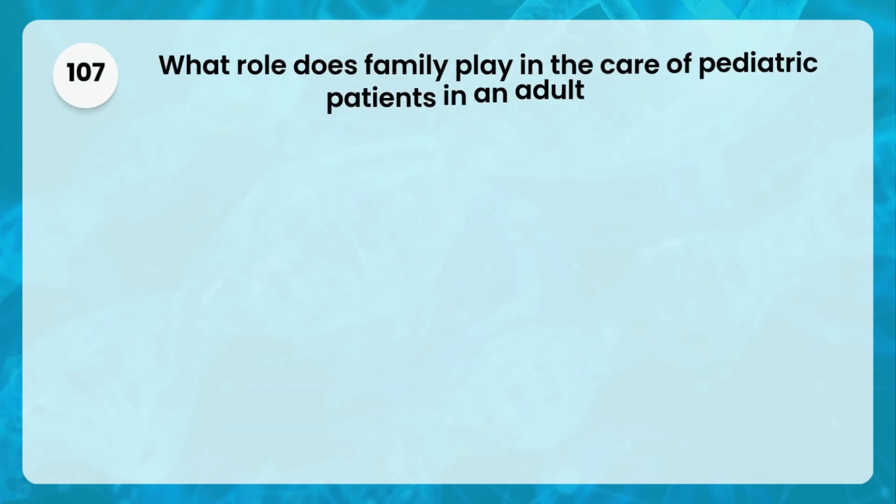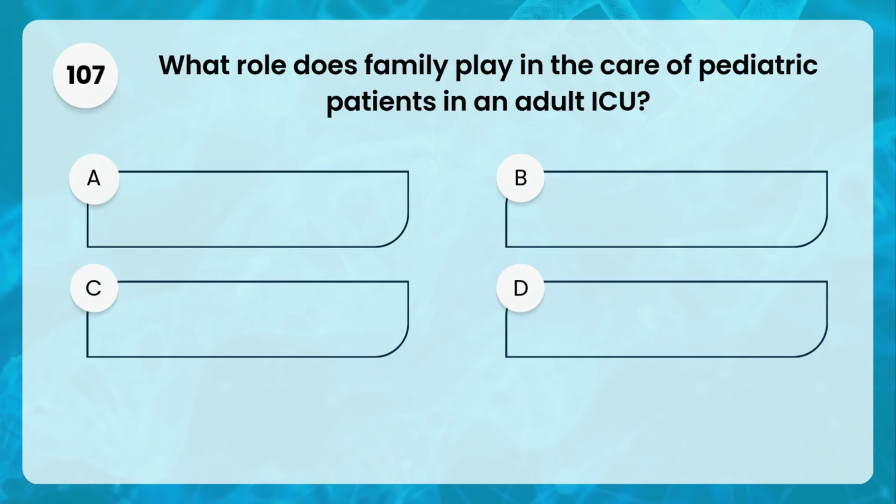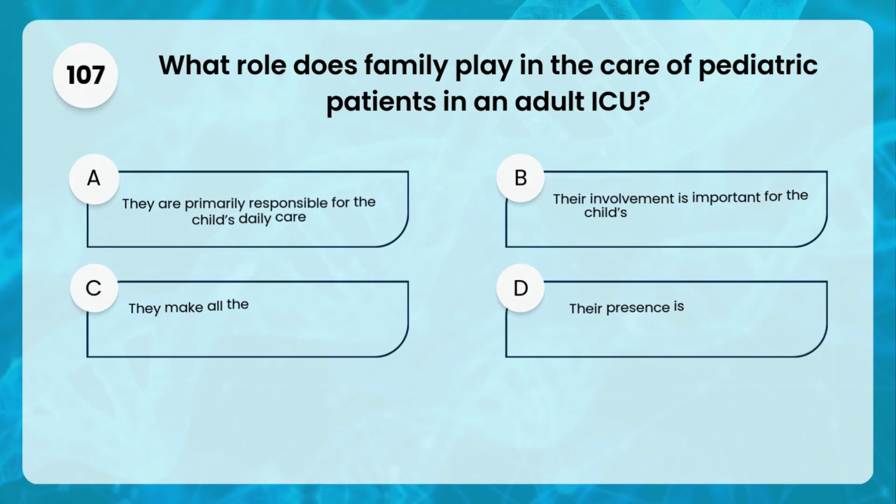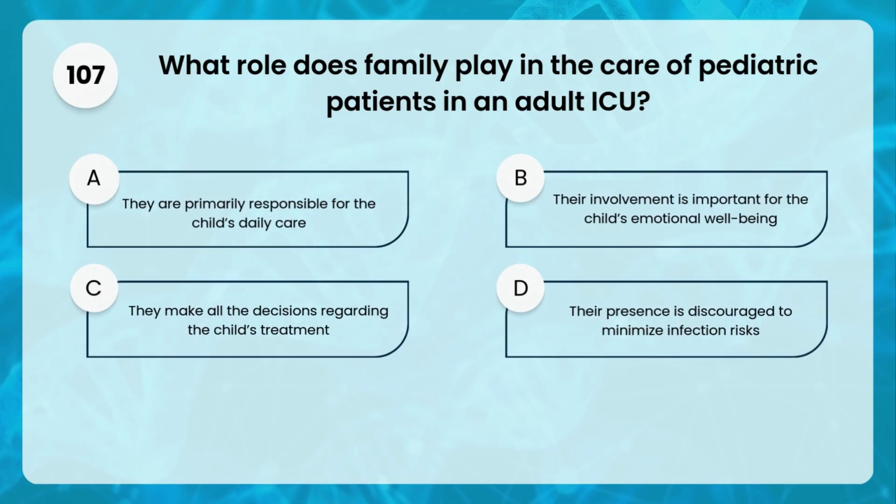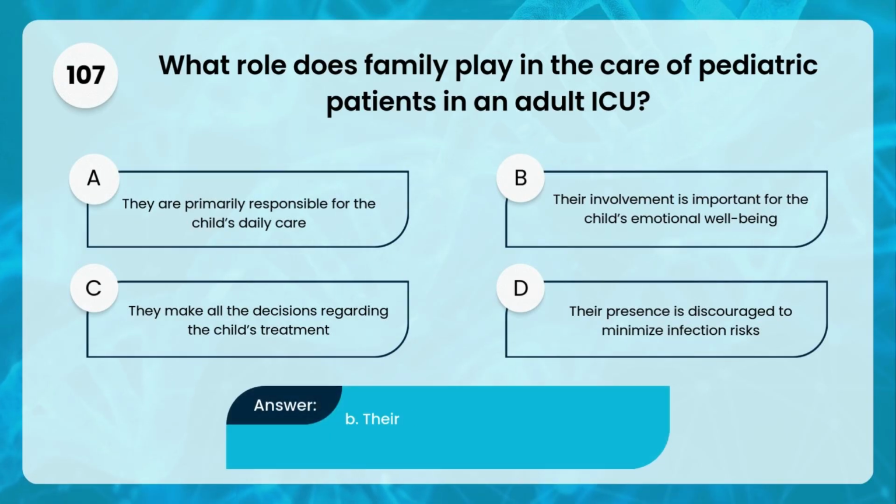107. What role does family play in the care of pediatric patients in an adult ICU? A, they are primarily responsible for the child's daily care. B, their involvement is important for the child's emotional well-being. C, they make all the decisions regarding the patient's treatment. Or D, their presence is discouraged to minimize infection risk. The answer is B. Their involvement is important for the child's emotional well-being.